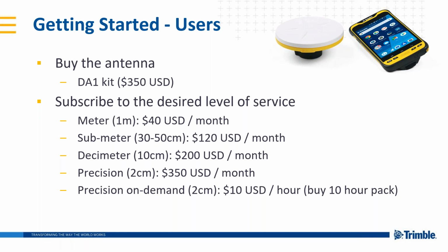and then you need to decide what level of subscription or what level of service meets your needs. So you can get started for as little as $40 a month, and then there are some different accuracy levels for the prices that are shown on the slide. There are 4 monthly subscriptions: the meter, sub-meter, decimeter, and precision. And then if you're looking for more of a pay-as-you-go model, then the precision on demand is available to you, where you can buy a block of 10 hours and consume those, and then top up as needed as you go.